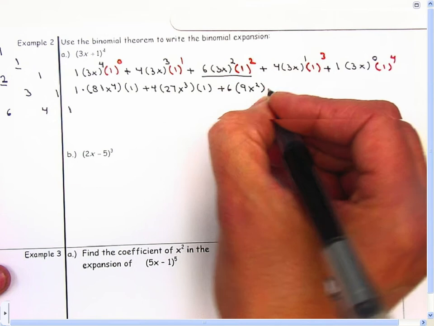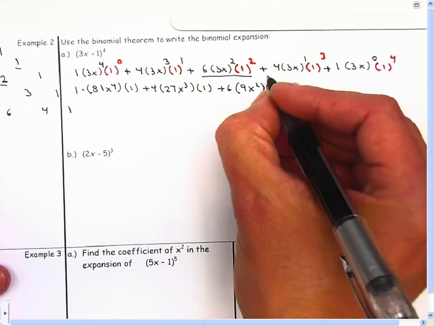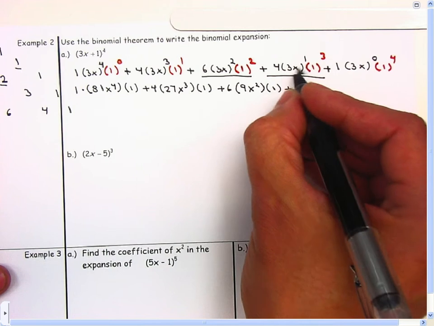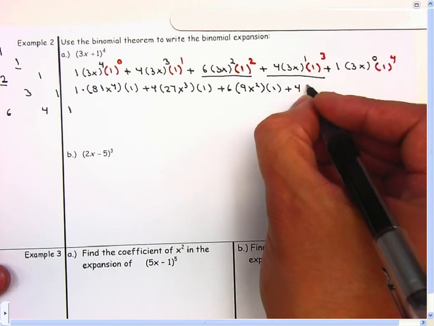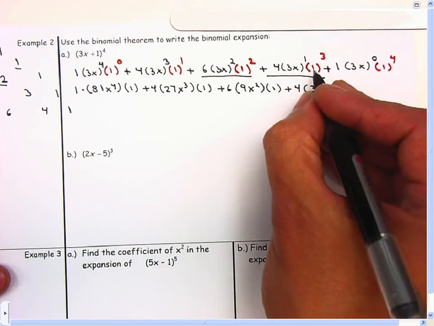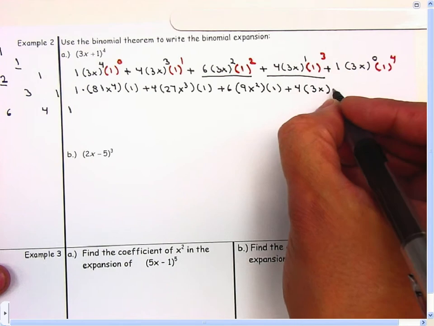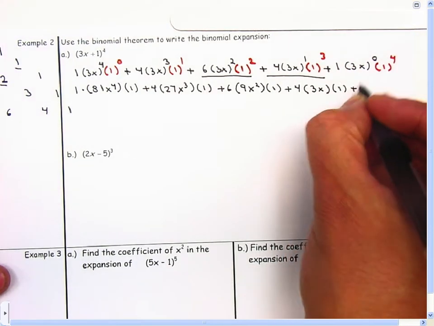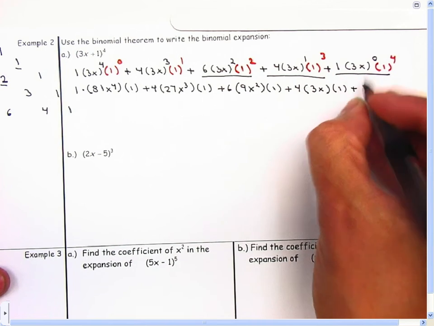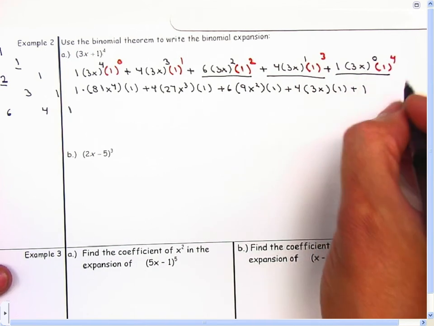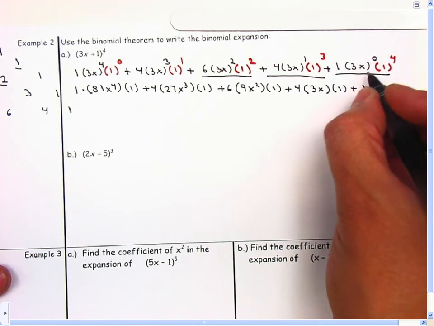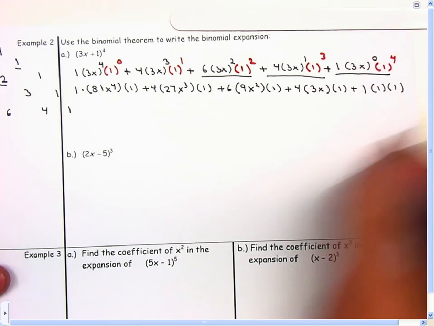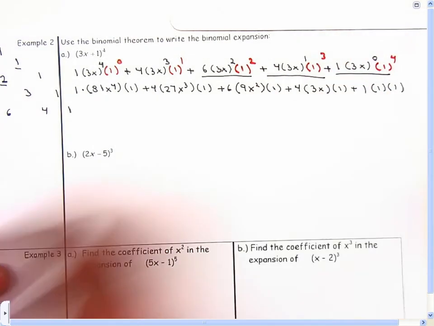1 to the 1st is just 1. The next one will be plus 4. 3x to the 1st power will be just 3x. The last one, 1 to the 3rd power, 1 times 1 times 1 is just 1. And the very last one, 3x to the 0 power. Remember, anything to the 0 power is just 1. 1 to the 4th will be 1. 1 times 1 times 1 times 1 is just 1.